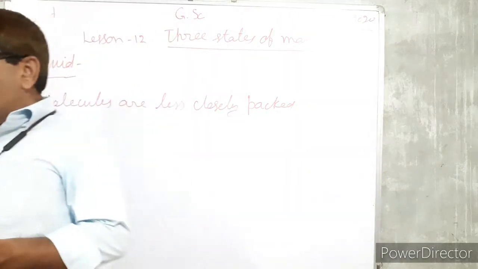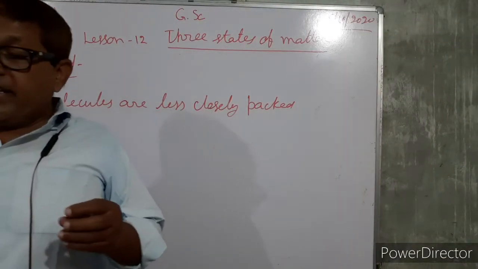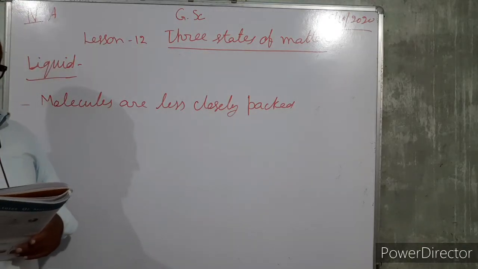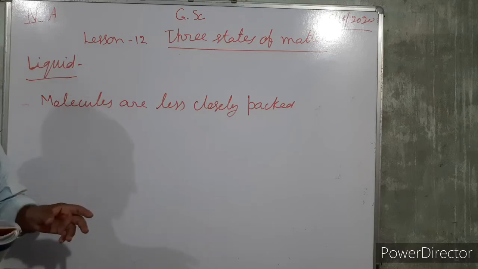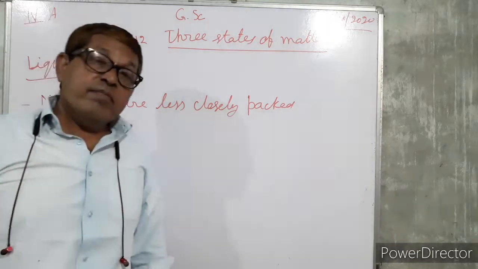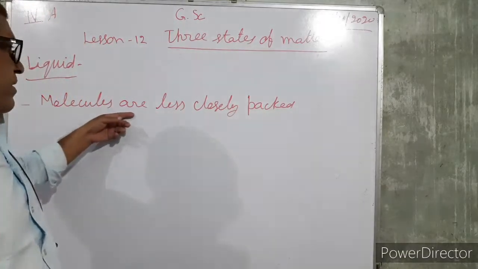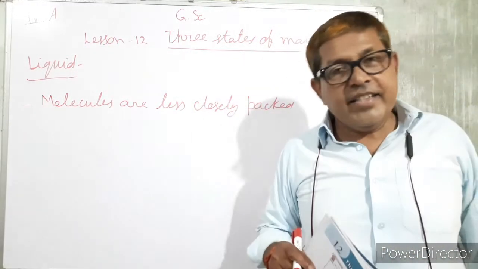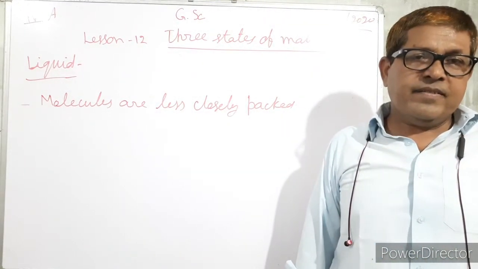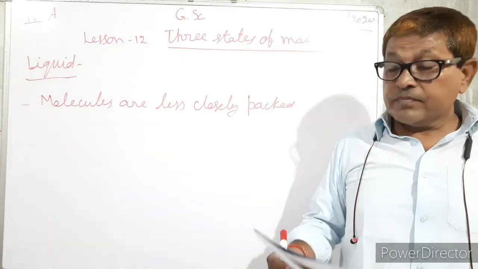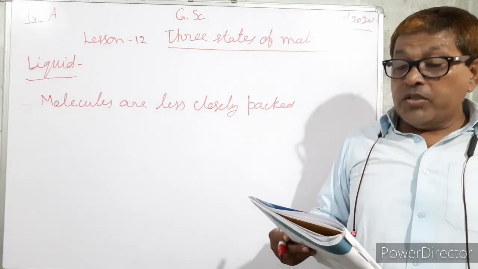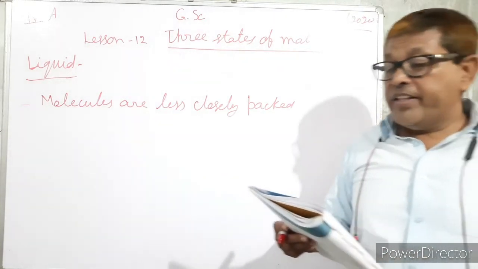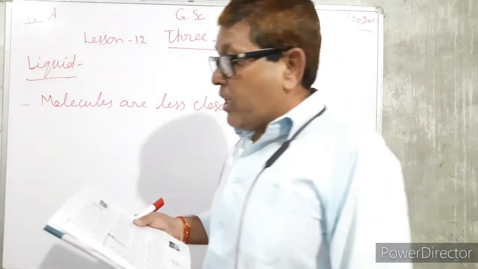They can move around a little, but not too much. They can move around very little. Why? Because they are less closely packed. If they are very closely packed, in that situation they could not move. So that is why liquids are not hard and flow very easily and so are called liquids.